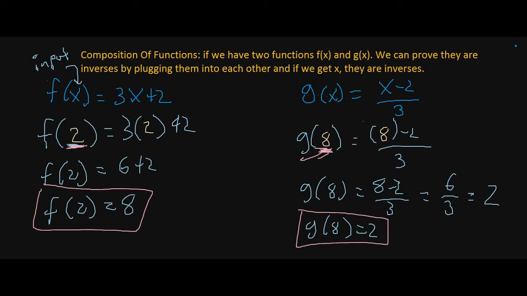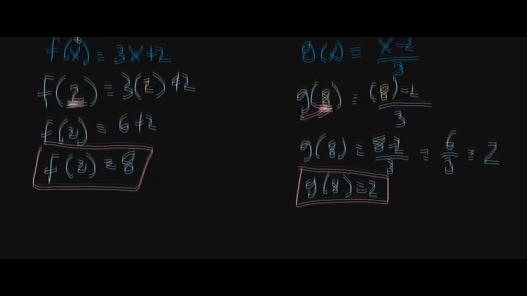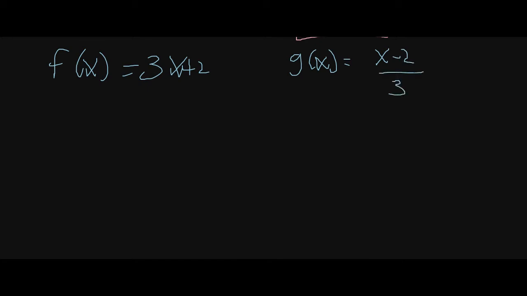Let's actually use composition. Let me rewrite our equations real quick. We have f of x is equal to 3x plus 2, and g of x is equal to x minus 2 divided by 3. Now, we're going to piece in a bunch of things that we have learned in our class so far.